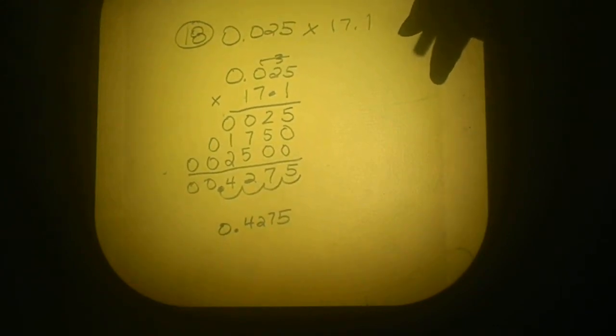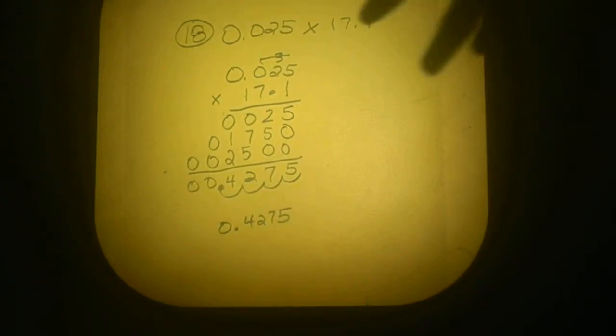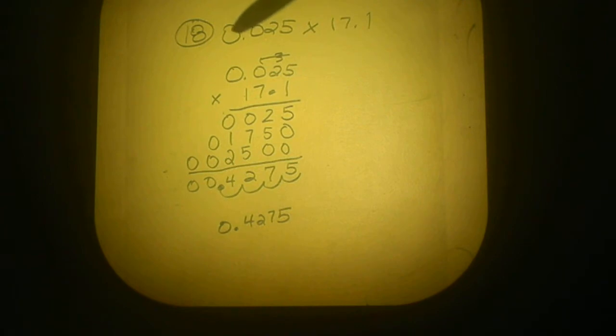Last one is, oh wait, no, I have problem 18. Okay, problem 18 from 4-2 was 0.025 times 17.1. Okay, this number with the zeros, counting the zeros, has 1, 2, 3, 4 numbers in it.